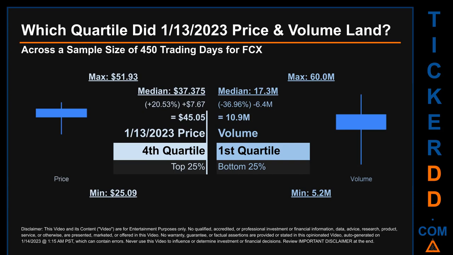Descriptively, FCX has a median price of $37.375. Therefore, January 13, 2023 price was higher from that middle marker by 20.53%. The day's volume of 10.9 million was less than the median by 36.96%.